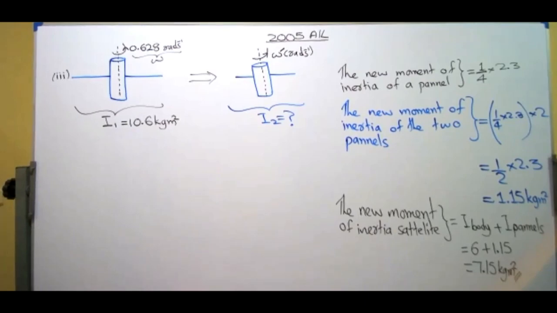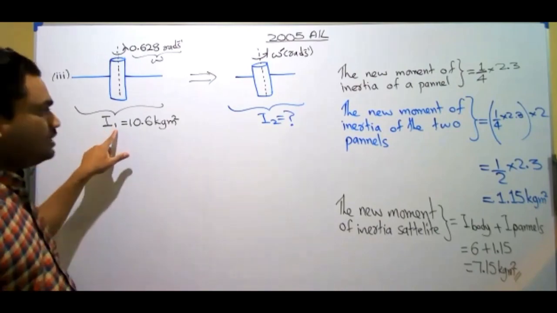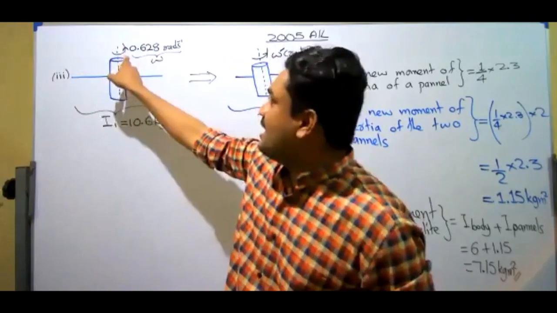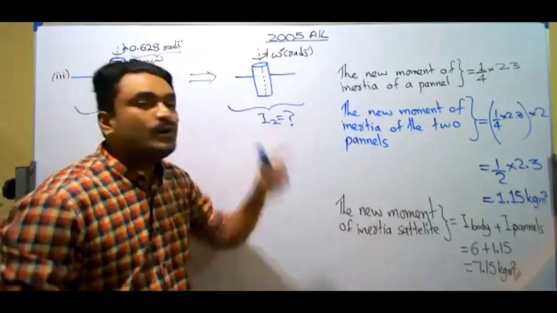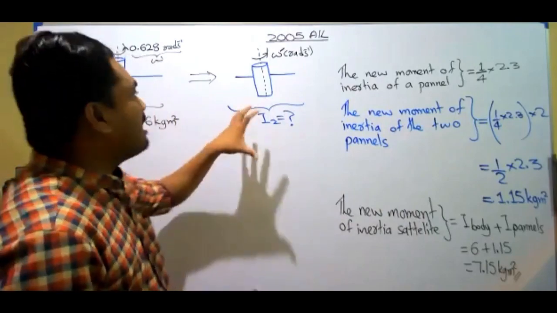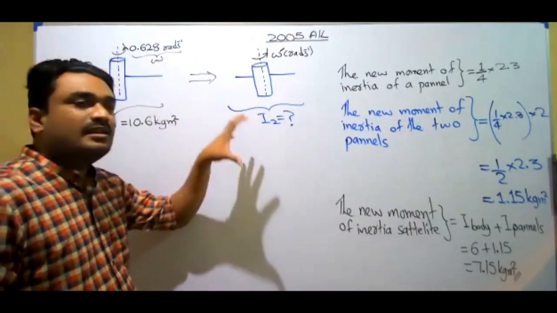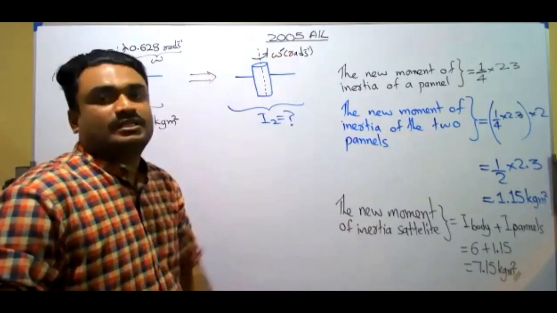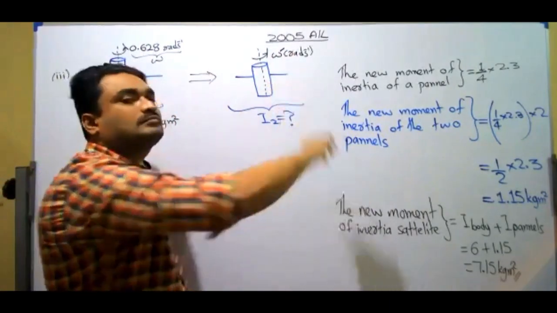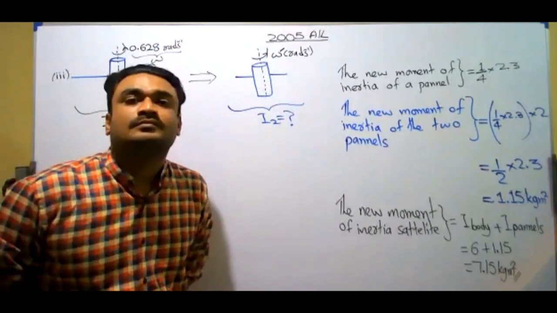Right. Now we know the initial moment of inertia. We know the final moment of inertia. We know the initial angular velocity. We want to find the new angular velocity. What should I do here? What should I apply to find the new angular velocity? What's the law that I should apply? Somebody? Law of conservation of angular momentum.